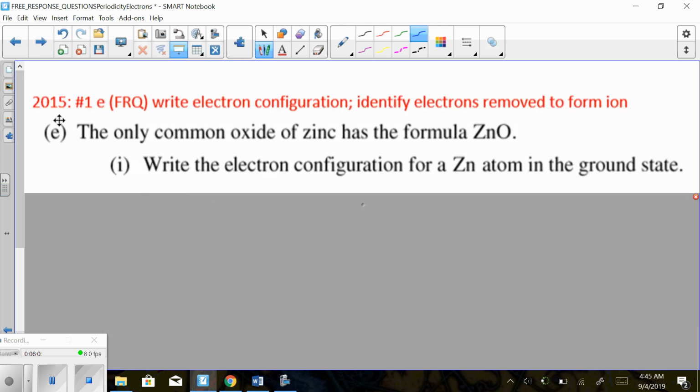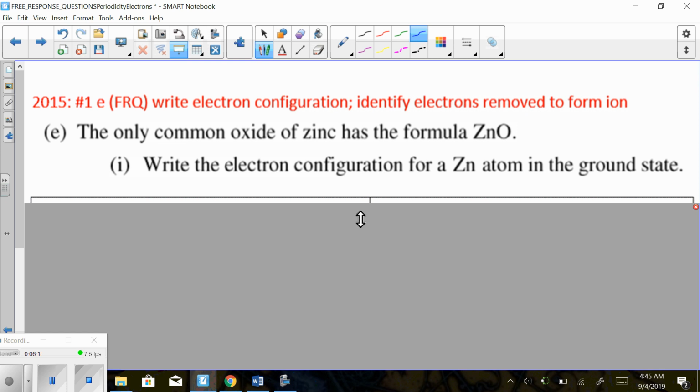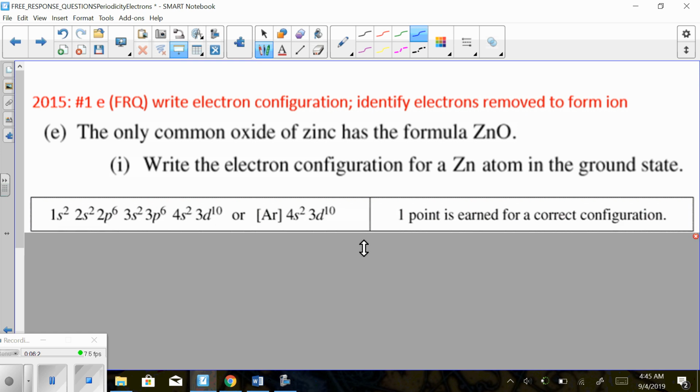Moving on to 2015, write the electron configuration for a zinc atom in the ground state. Many times it says write the complete electron configuration, in which this is the only acceptable answer. But the noble gas configuration is here as well because it doesn't matter in this particular problem. And so in the valence electrons, we have 4s2 and 3d10.